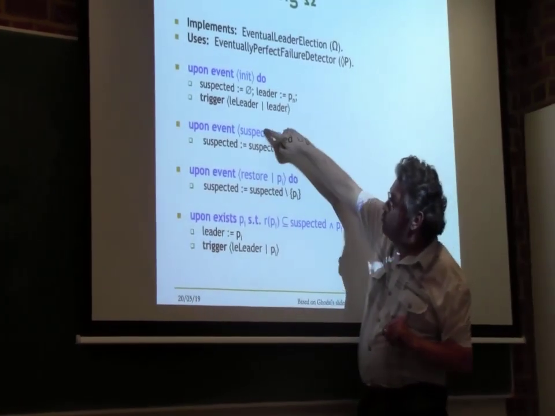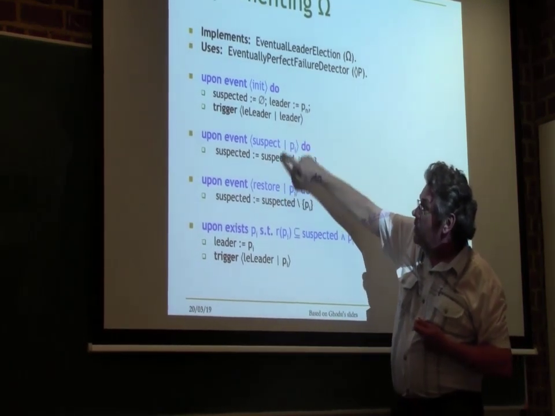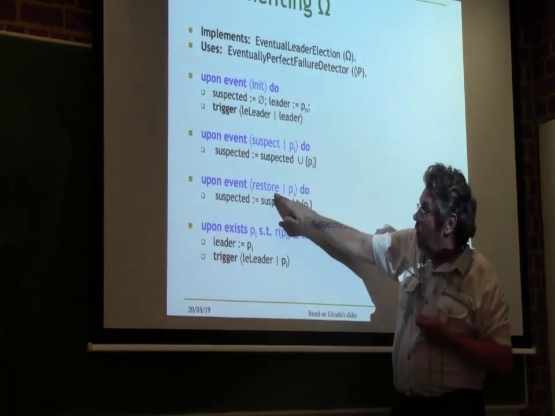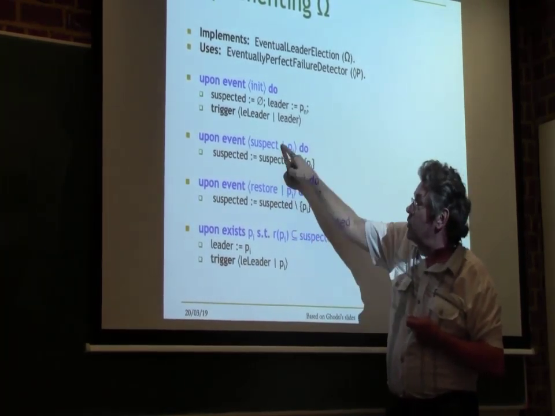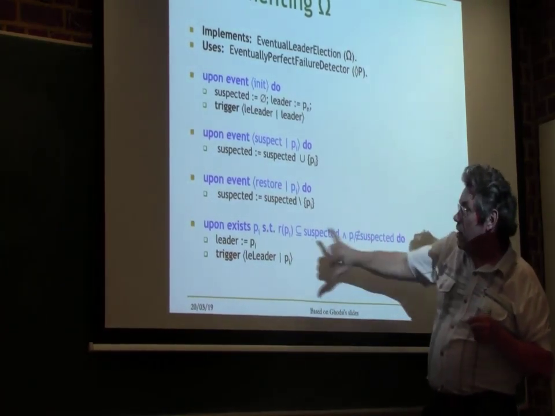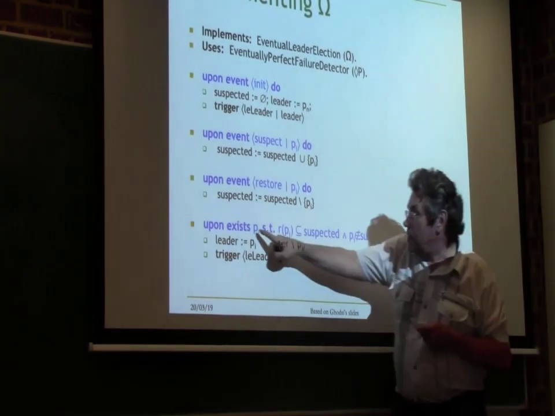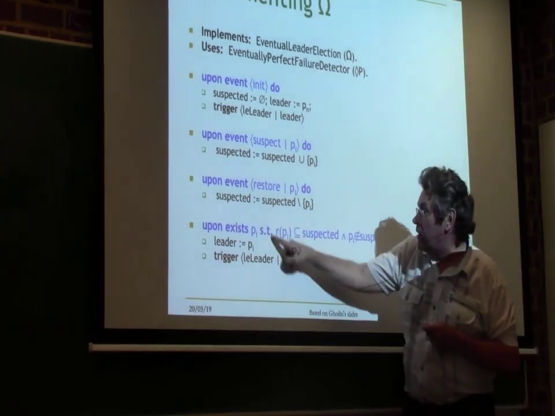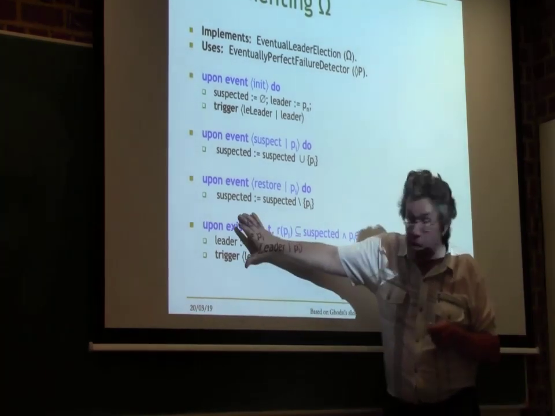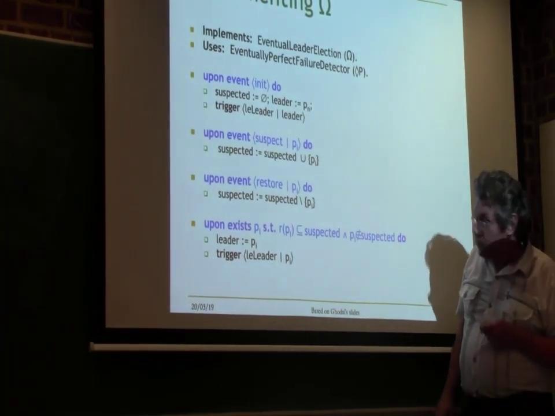And then here you have two possibilities, suspect and restore. Remember, the eventually perfect failure detector can make mistakes. I think Pi crashed. Oh, no, actually Pi is correct. So it can correct mistakes, whereas the previous one never made mistakes. And then here you have a condition which is exactly the same as before. So we take a node such that all higher ranked nodes are suspected, but the node is not suspected. But here, it might be a mistake. Some of these suspected nodes might not be really crashed.